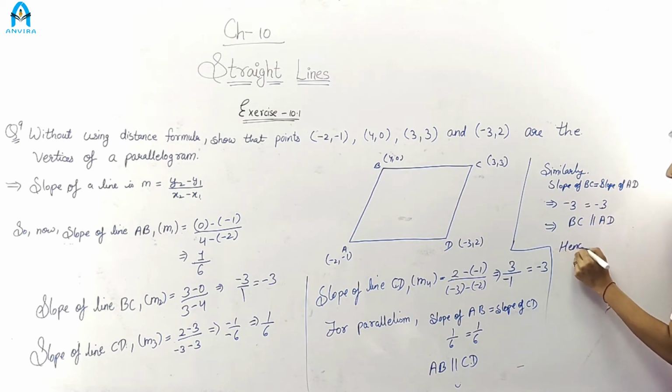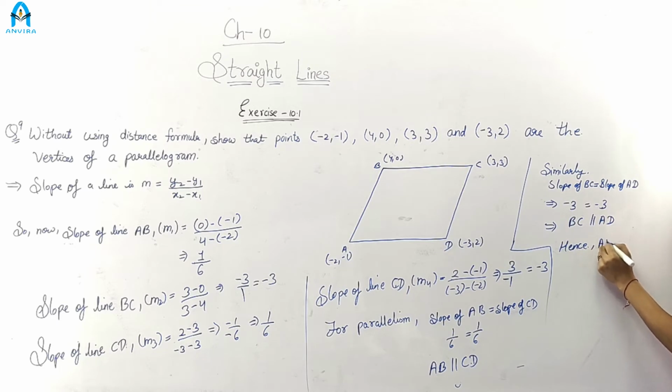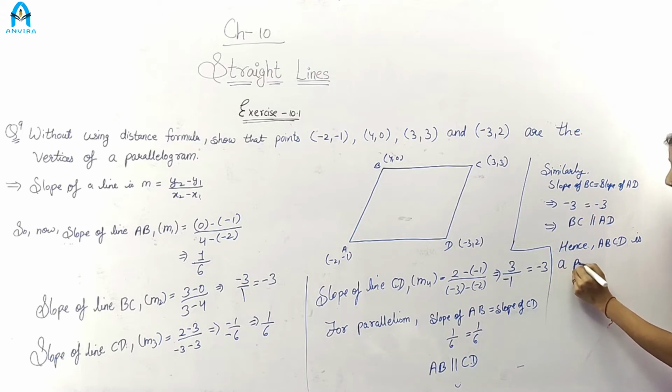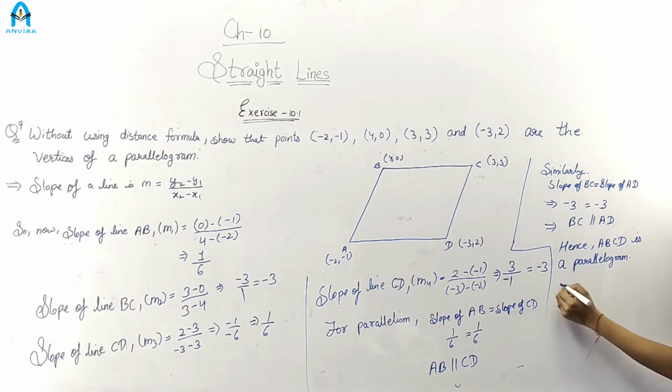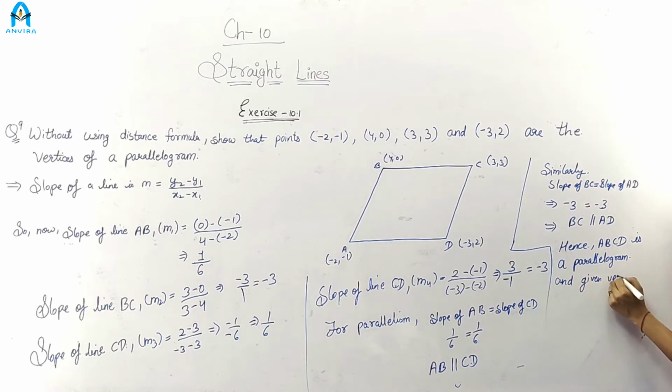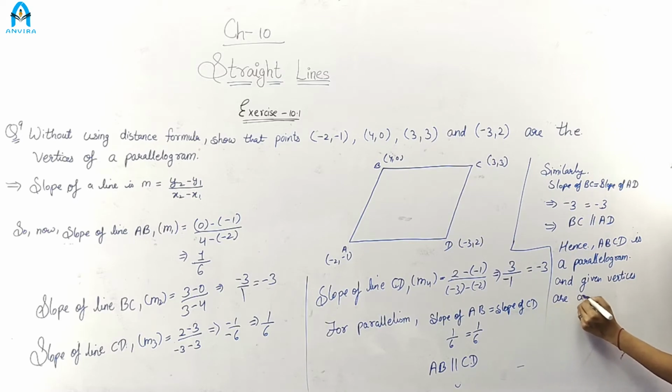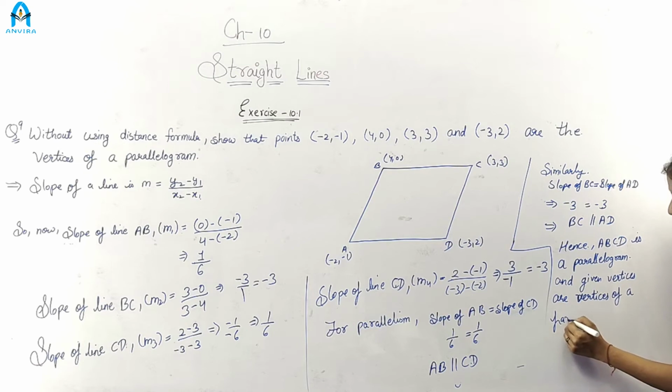Hence, ABCD is a parallelogram, and the given points are vertices of a parallelogram.